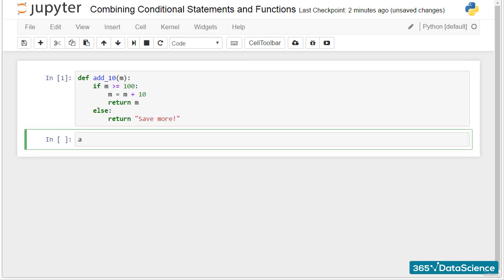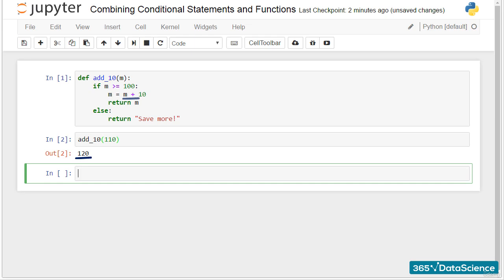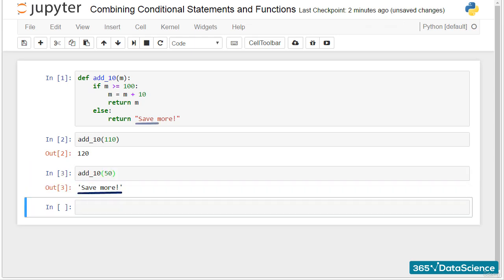Let's see if our intuition was correct. Add10 of 110. Good, 120. And if m was equal to 50, amazing! Everything is correct.